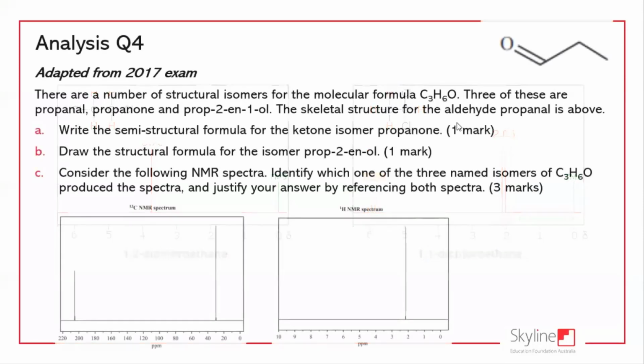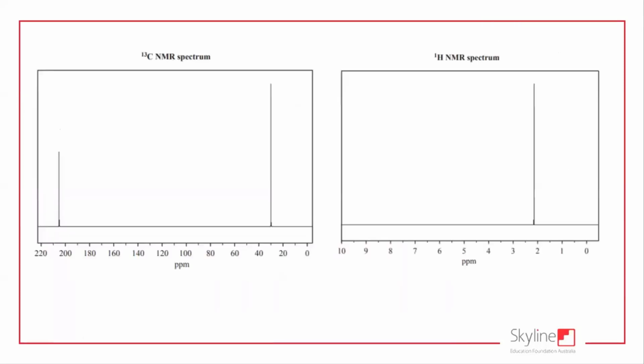Okay. Here's a question that I'm also going to rush through because I want to get onto food chem. Essentially, we have 3 structural isomers. They're all C3H6O: propanal, propanone, and prop-2-en-1-ol. The skeletal structure for the aldehyde propanal is above, top right. So write the semi-structural formula for the ketone, draw the structural formula for prop-2-en-1-ol, and consider the NMR spectra.